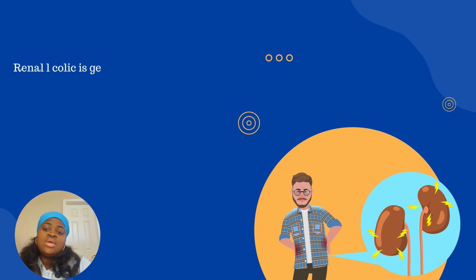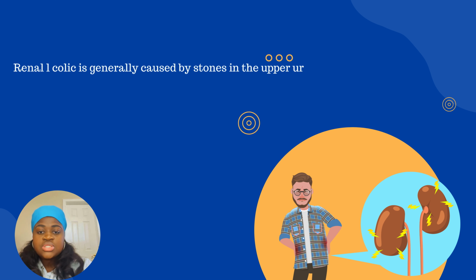Renal colic is generally caused by stones in the upper urinary tract, obstructing the flow of urine.